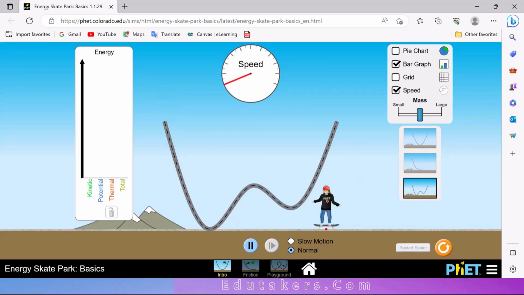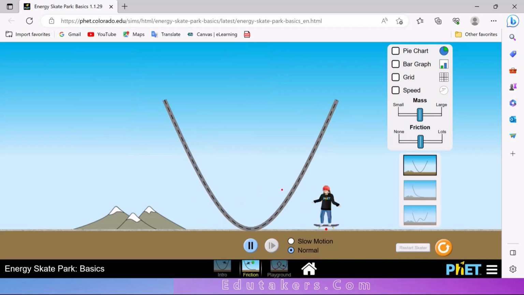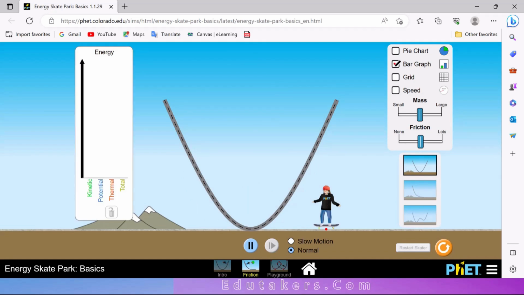In the last case, I again place her here at the maximum height. See, the potential energy decreases and kinetic energy increases. There is a conversion of both of these energies, but the total energy remains the same. You can also check the other as well. Here in the second one, they count the friction. When there is friction, then what will happen? I suppose that here I place the bar chart.